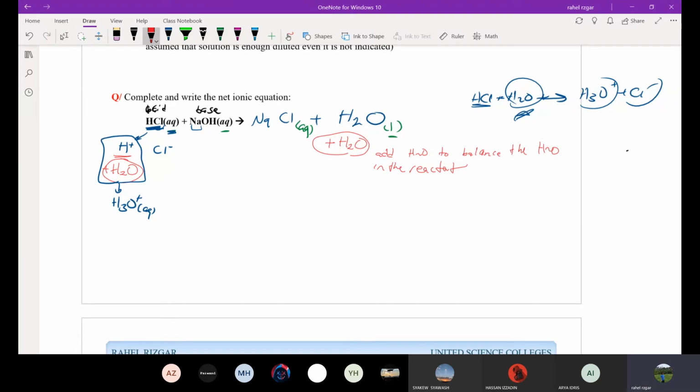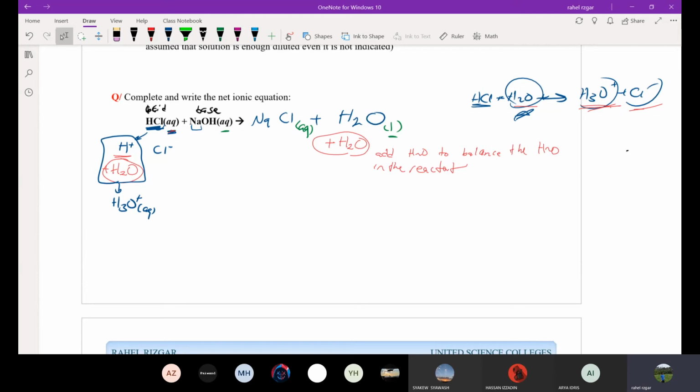Let me repeat it again. HCl, when it says it's aqueous, it means that it has already become H3O and Cl. It has already reacted with the H2O, but we just say aqueous. But if you want to separate it and write the ions, you cannot only write H and Cl. You have to write H3O and Cl.